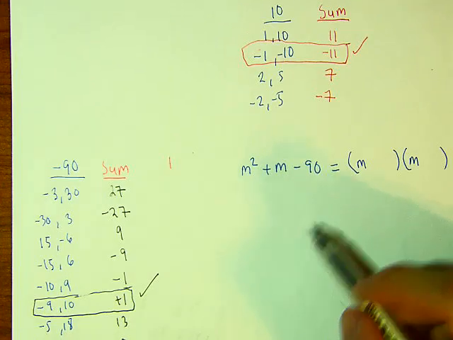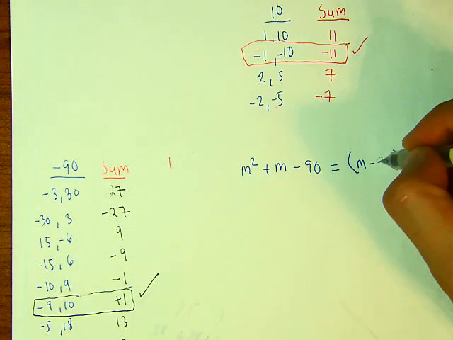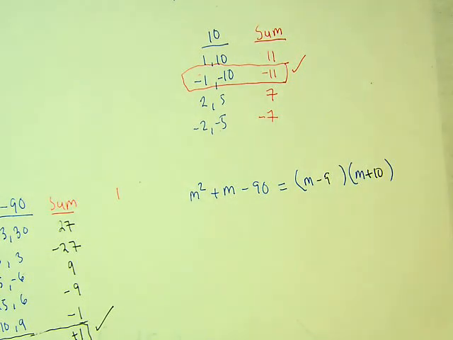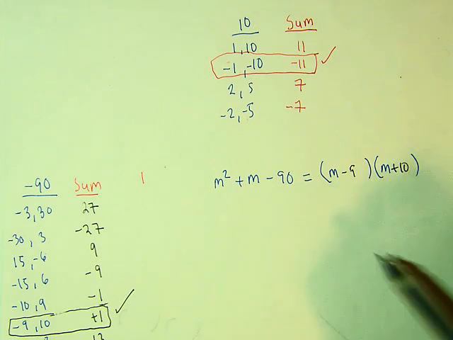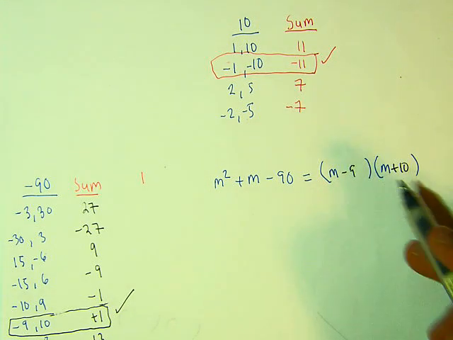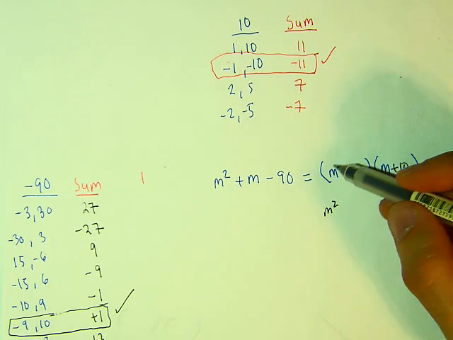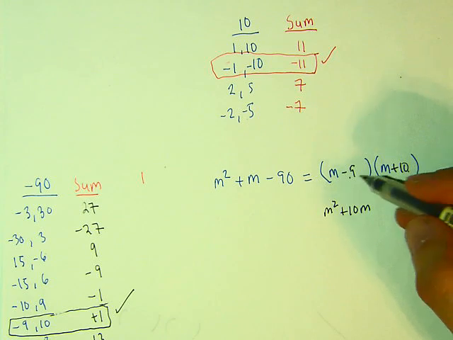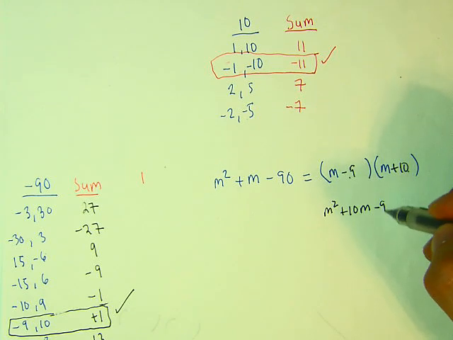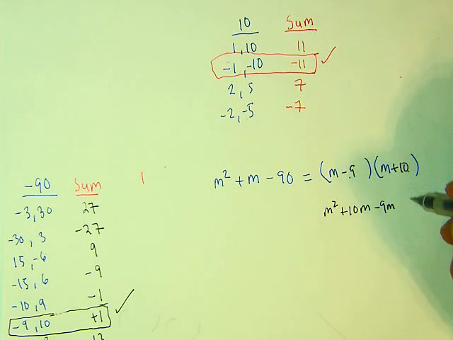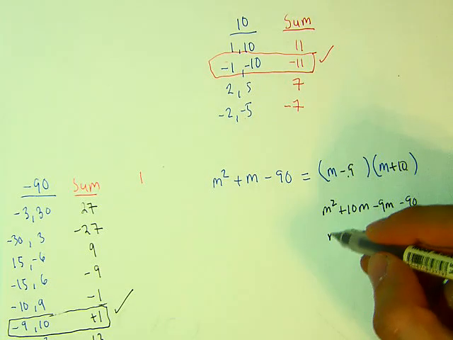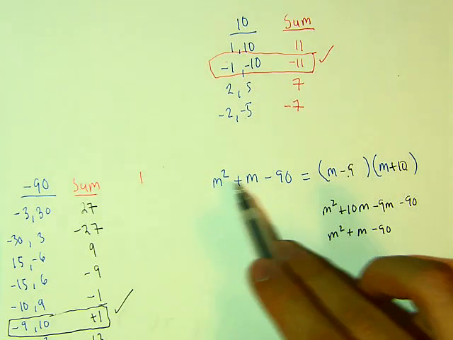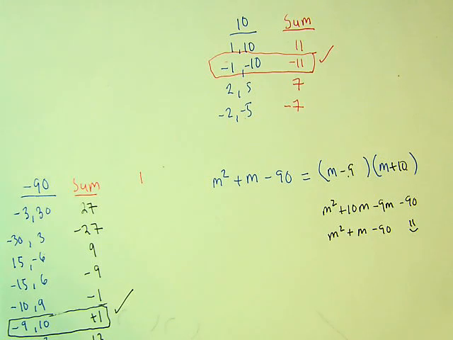So now we can use that, and it will be m minus 9 and m plus 10. Let's just double check. What is m times m? That's m squared. What is m times 10? It's plus 10m. What's negative 9 times m? That is negative 9m. And negative 9 times 10 is negative 90. Then we combine it all together. We get m squared plus m minus 90. And this is equal to this. So big happy face.